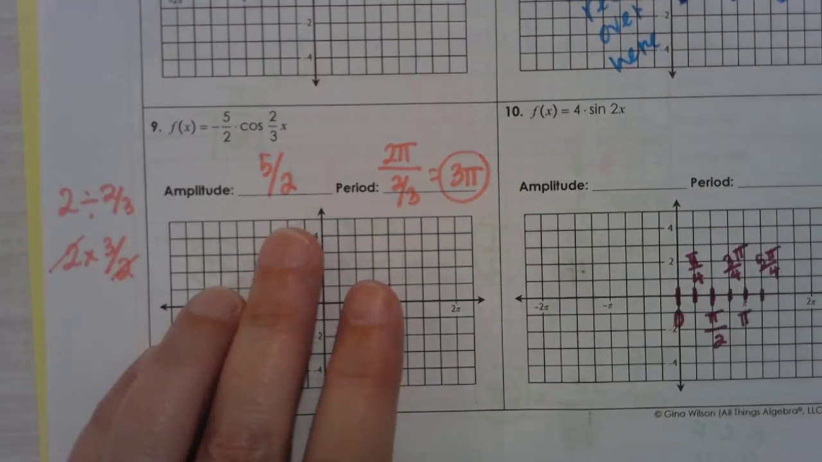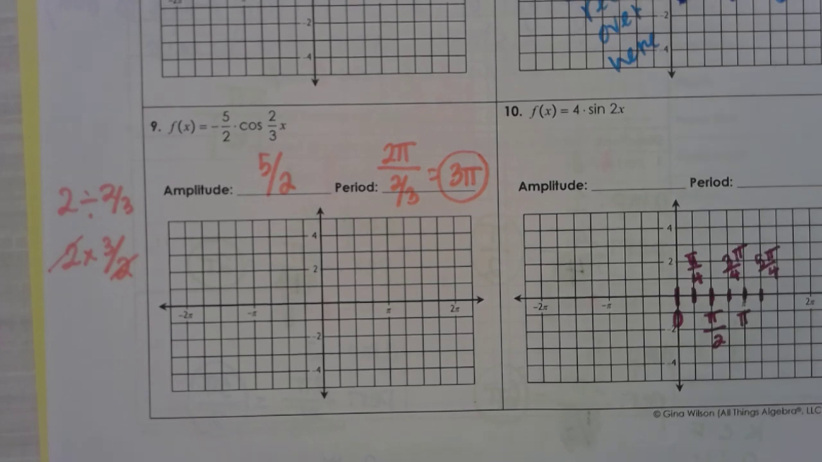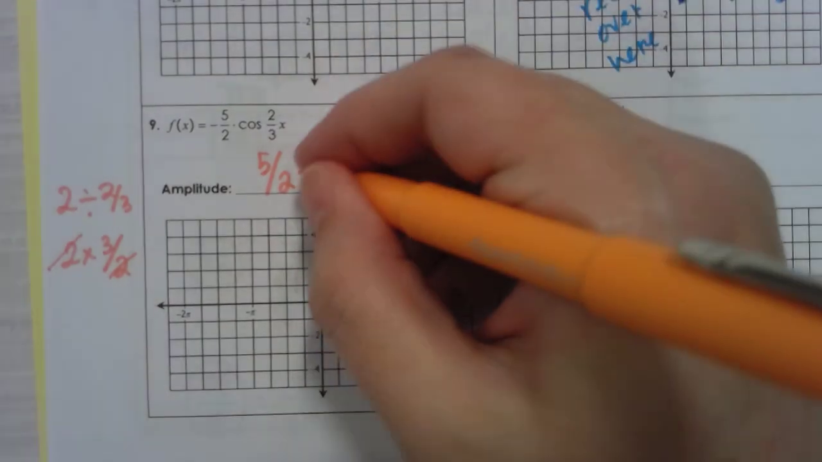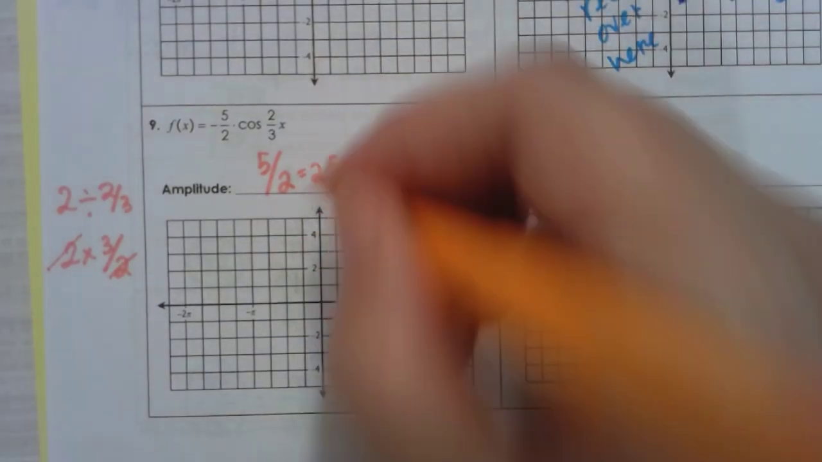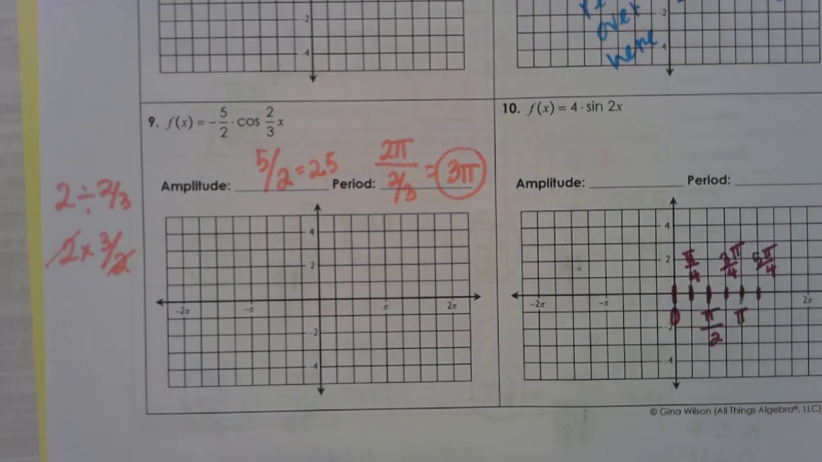Amplitude of 5/2. Does the 5/2 have to be 5/2? What would you prefer to write it as? 2.5. Sure. Yep.